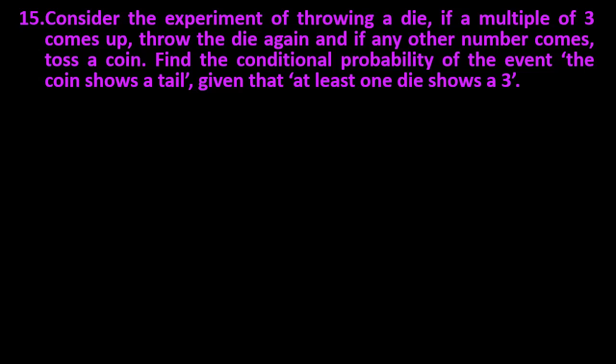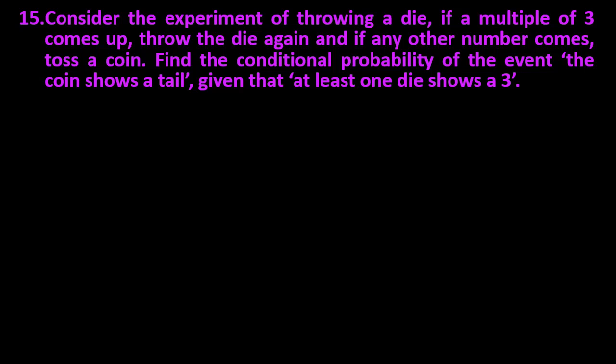So according to this question, we need to throw a die first. In a die there are 6 numbers from 1 to 6, and the multiples of 3 are 3 and 6. So altogether there are 2 numbers which are multiples of 3. And if a multiple of 3 comes, then we have to throw the die again.